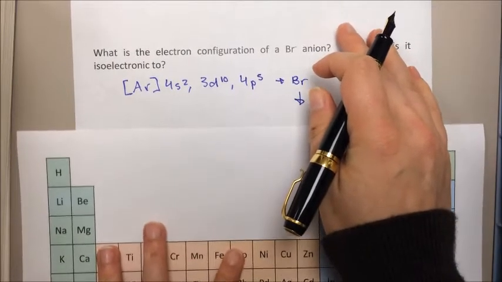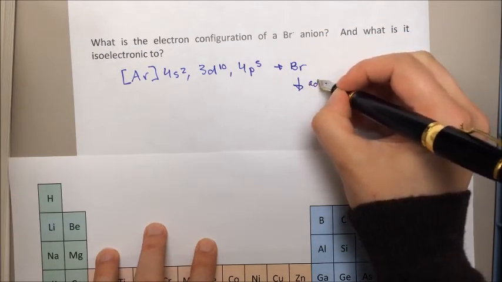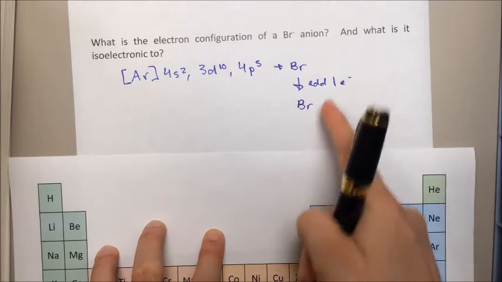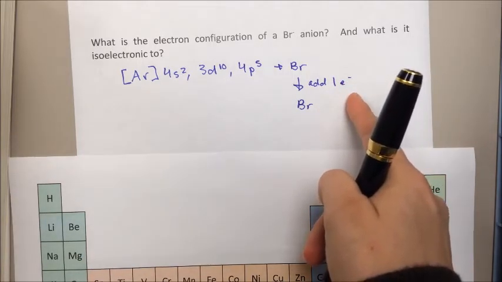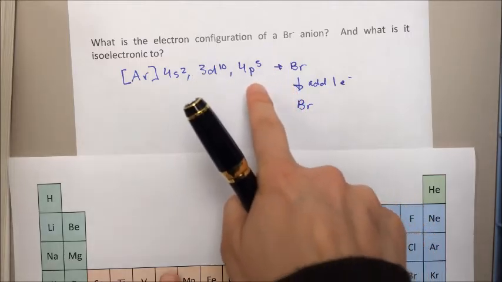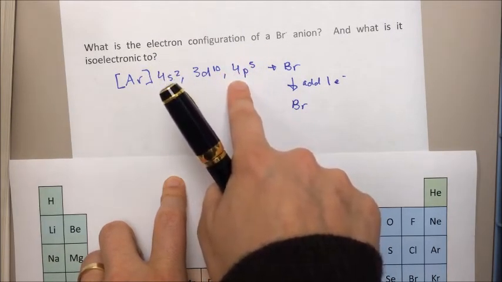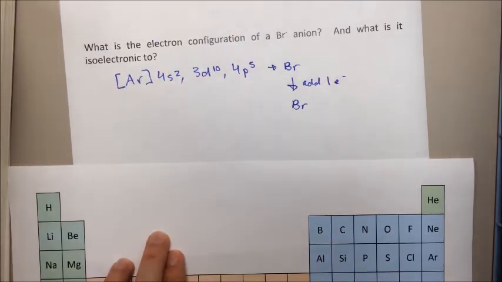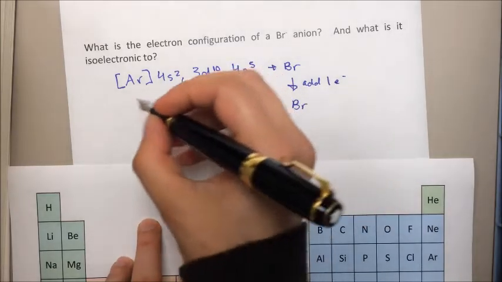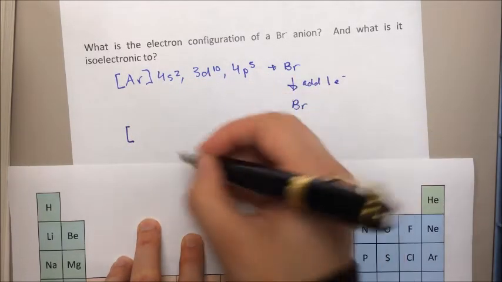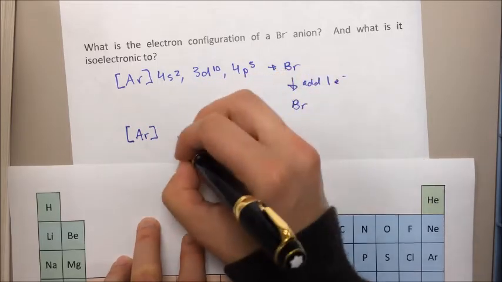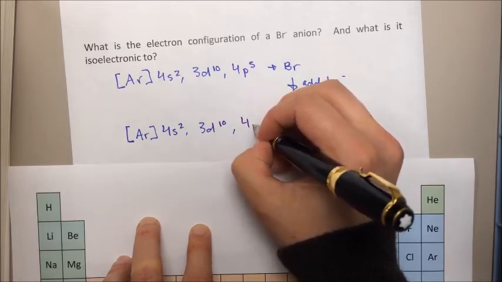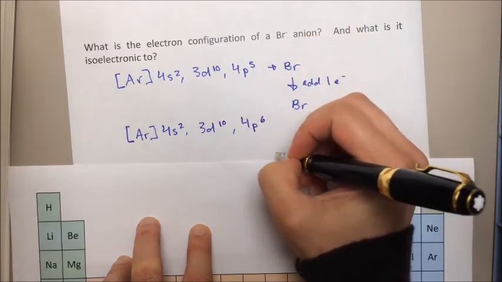If we want bromide, we're going to add 1 electron because it has a -1 charge. And these electrons will always get added to or pulled from the highest energy orbital. So this last one you list in the electron configuration. That's where it's always going to come from unless it's one of the transition metal exceptions. There will be a video on that later this week. But now let's add this electron. We'll write out our condensed configuration, 4s2, 3d10, and then it's 4p6 because we added an electron.